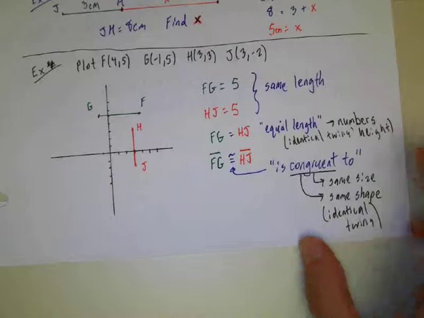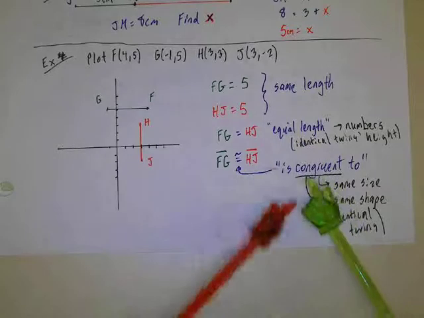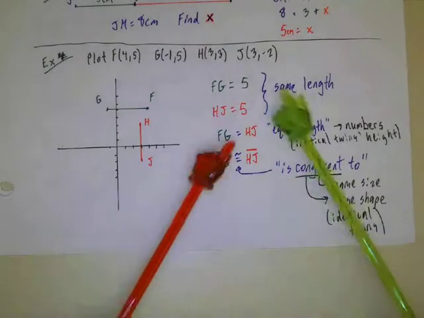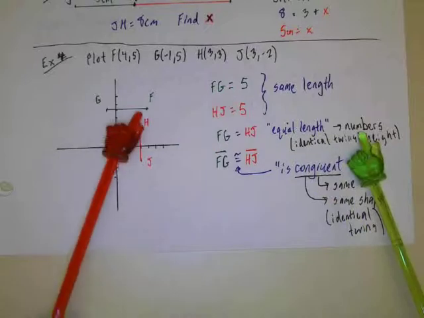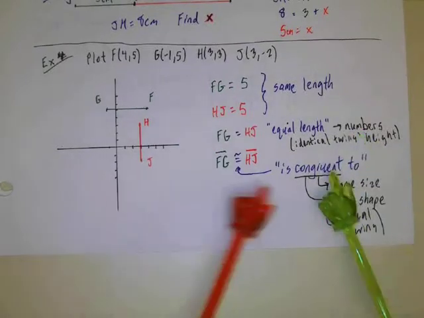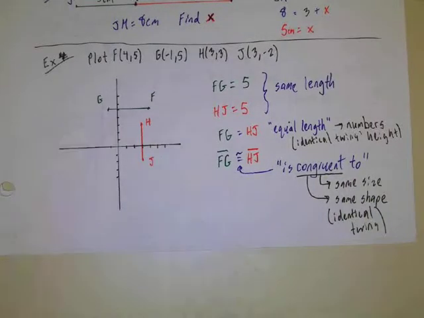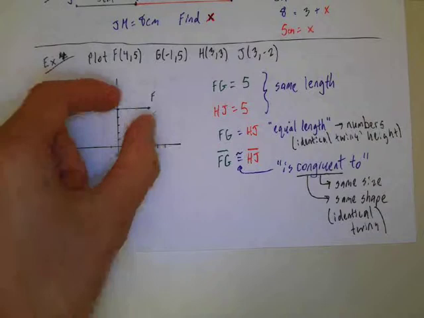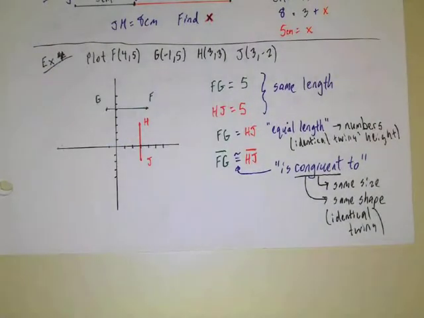Alright. Finally, the last idea we had, and we did this very briefly because we're going to see it more in the future, is what's the difference between length and congruence? And here's the difference. Length usually involves numbers, like this is 5 units and this is 5 units. Congruence means these two segments have the same size and same shape. So if I pick up this green segment and I twist it, put it on top of this red one, it will be the same size and same shape.